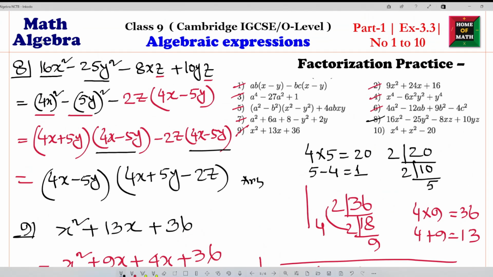So thank you very much for being with me. From part 1 we tried to solve 1 to 10, and we factorized these 10 maths, which are very important for any kind of competitive examination, especially Cambridge IGCSE O level, and for SAT this is also important.